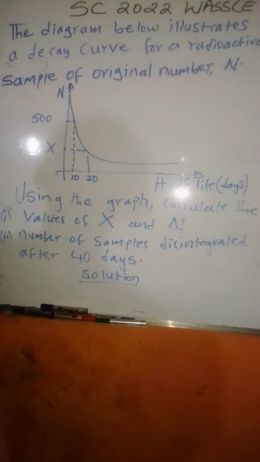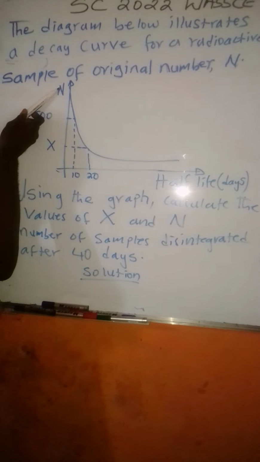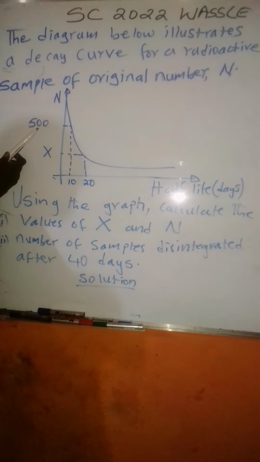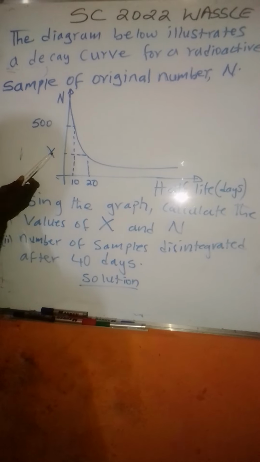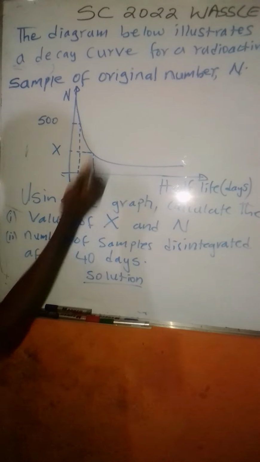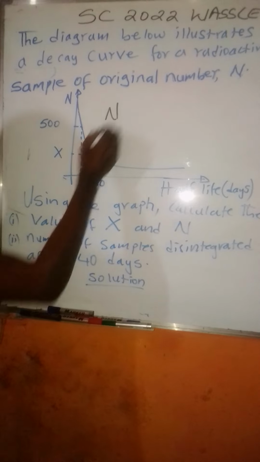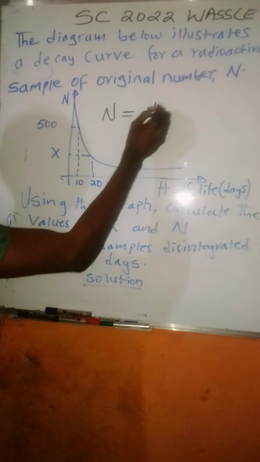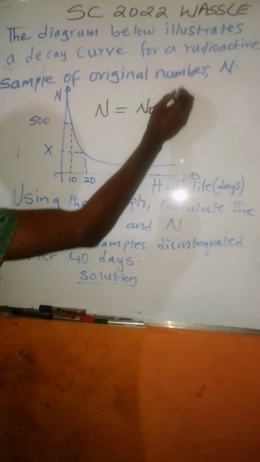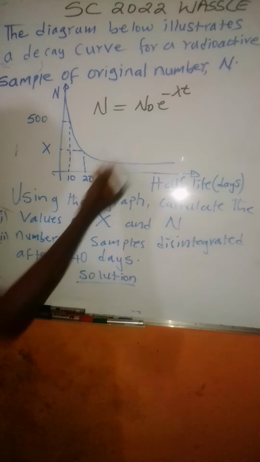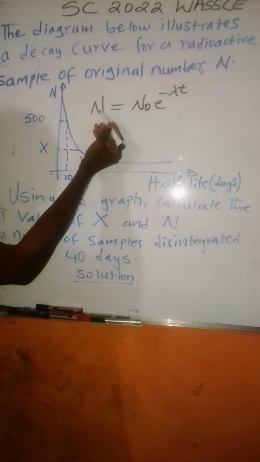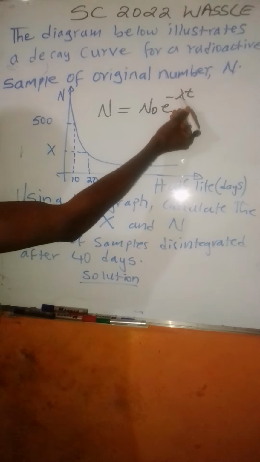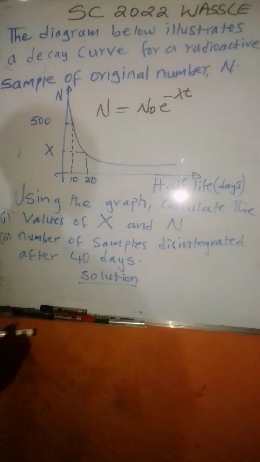But there is one thing we have to take note of. This original or initial number decays to give us this 500, and this 500 again decays to give us this X, with respect to time. But N and t are related with this equation: N = N0 e raised to minus lambda t, where N is the number of nuclides, N0 is the initial or original number, and N is the final. Lambda is the decay constant, and t is the time.